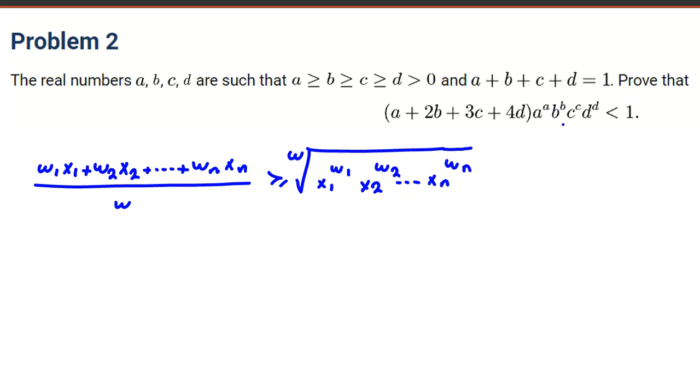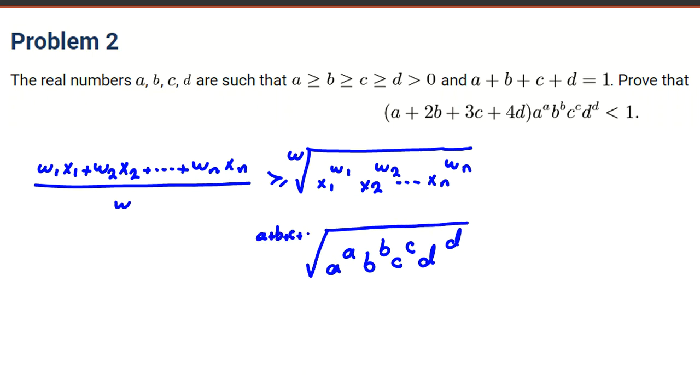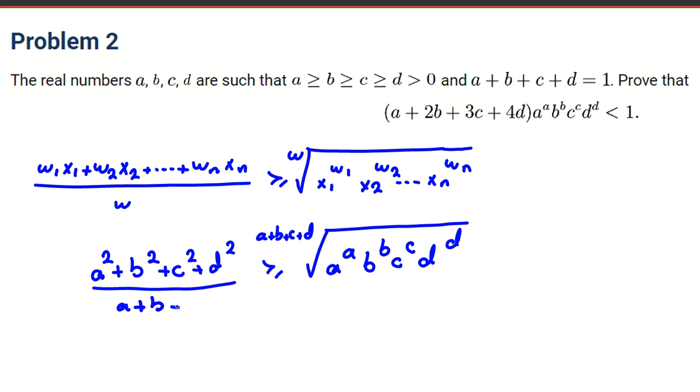We have a to the a, b to the b, c to the c, d to the d. So if we write it, a to the a, b to the b, c to the c, d to the d, by the weighted AM-GM definition, is less than or equal to, here, x1 w1 is a times a, squared plus b squared plus c squared plus d squared, over what? w was the sum of them, w1 to wn: a plus b plus c plus d.